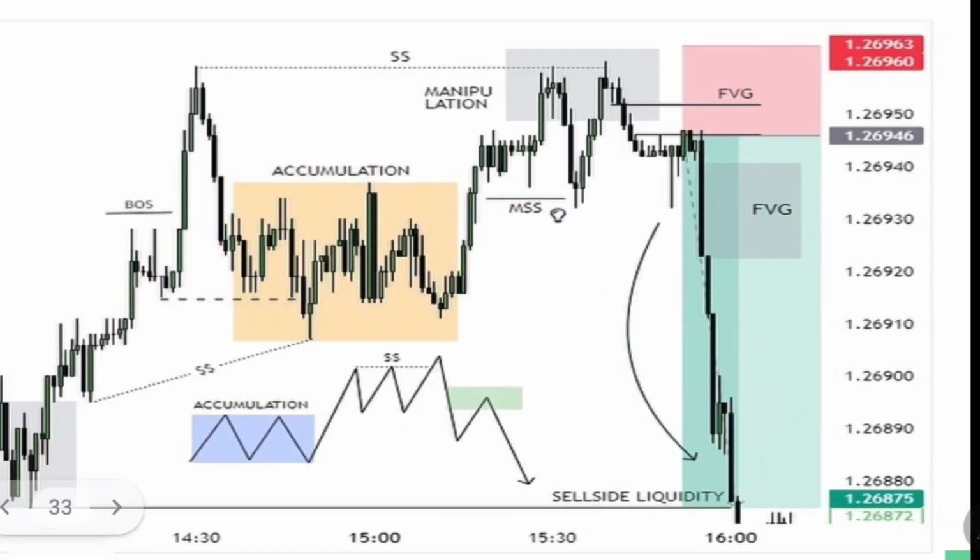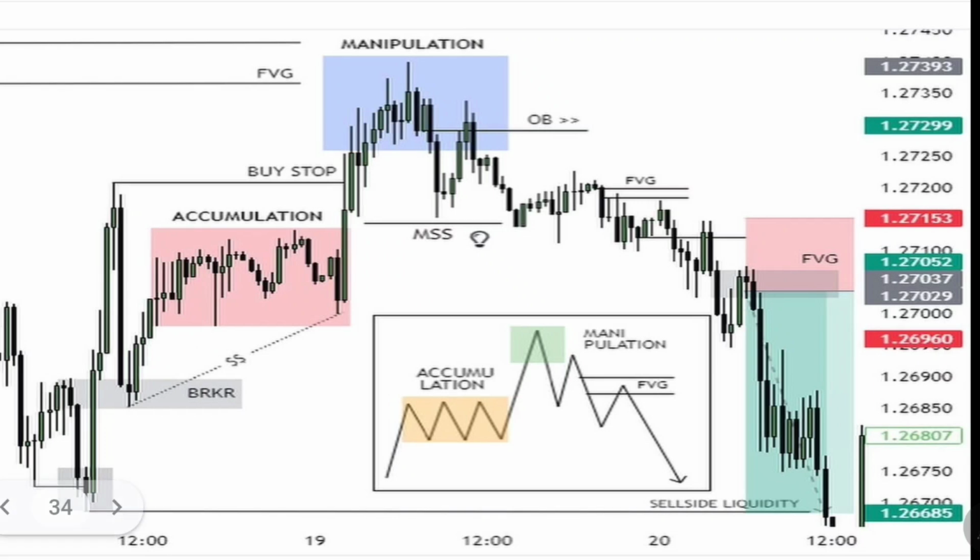There's another one here. This is another one. I just want to show you different occurrences. This can happen on any time frame. The CRT pattern can happen on any time frame. You can see this beautiful setup as well. This is another one here as well.